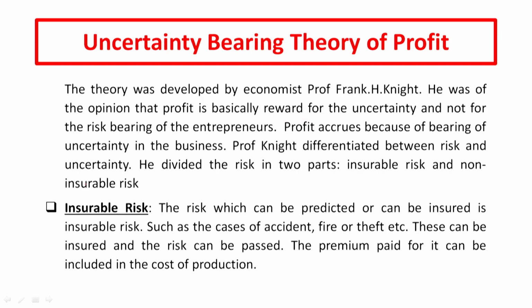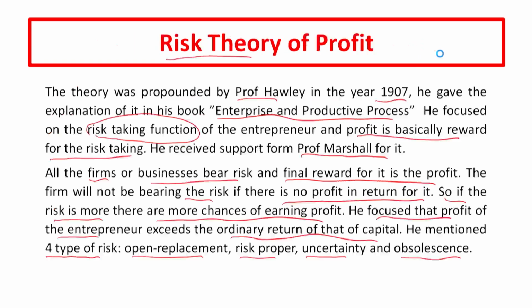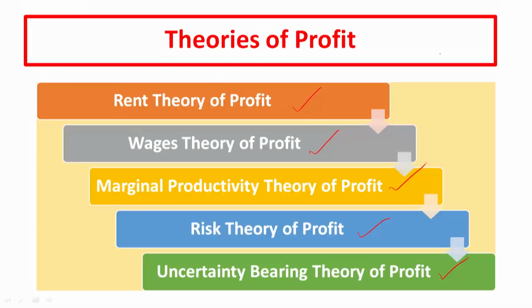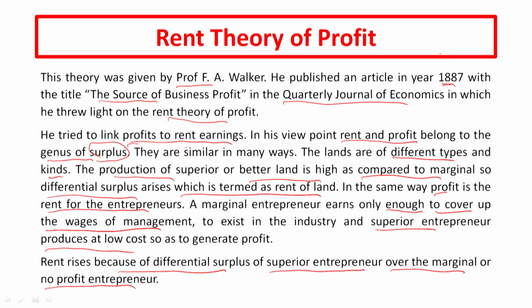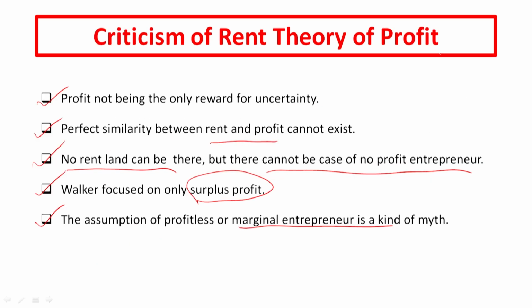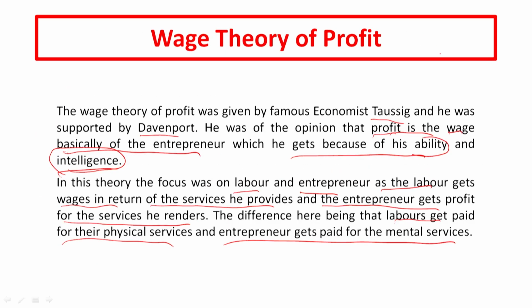Now, the final theory, which is based on the uncertainty bearing theory of profit. I'll just provide you a gist of what we have discussed till now. First, we discussed about this rent theory. We tried to establish a relation between rent and profit, and this theory was given by Walker. Then we talked about the wage theory. Here the relationship between wage and profit was established.